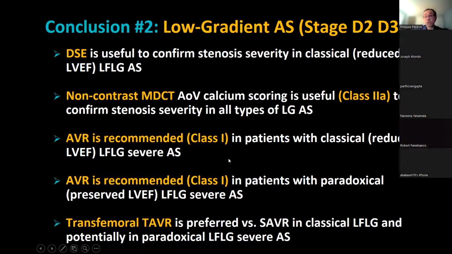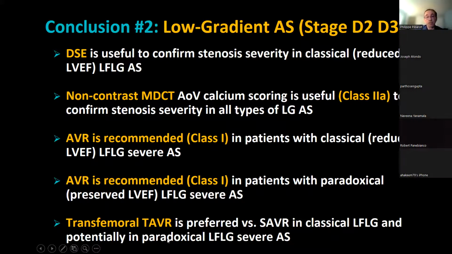AVR is recommended, and this is now a class 1 indication in patients with classical low flow, low gradient severe AS, once you have confirmed the presence of severe AS. And the same class 1 indication for AVR applies to those with paradoxical, preserved EF, low flow, low gradient, just as the one I showed you, after, of course, confirmation of the severity of AS by calcium scoring CT.